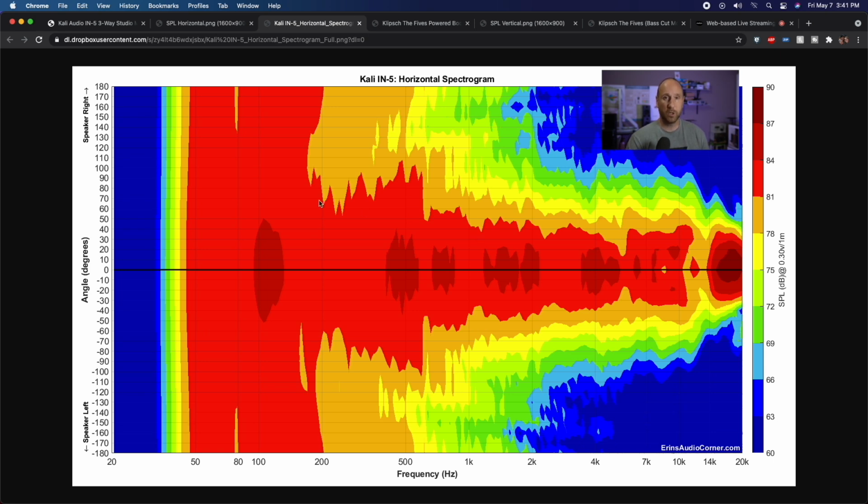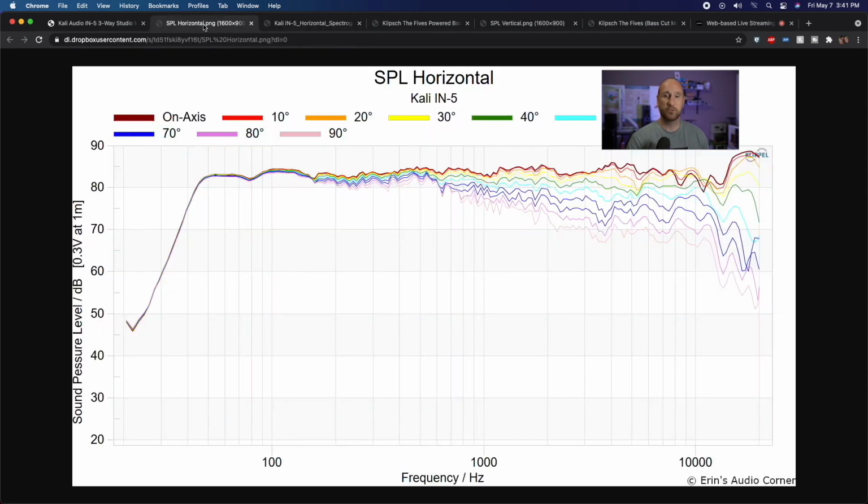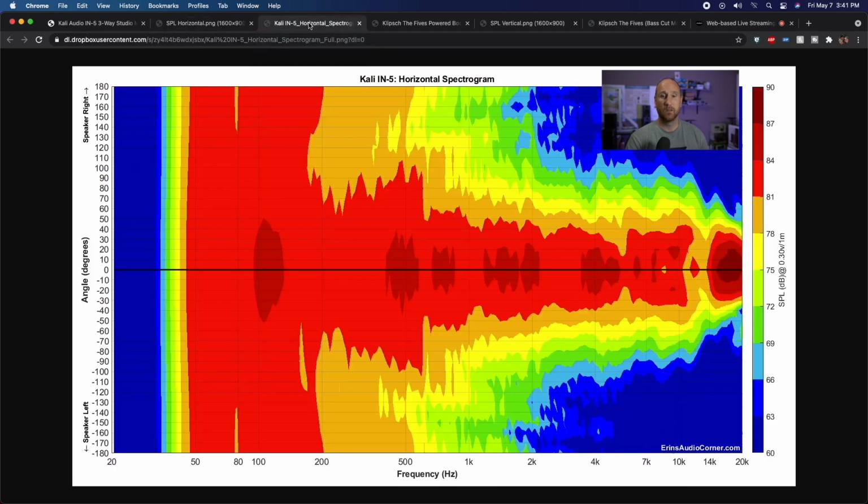Now, why do you need to know that? Well, it's kind of the same thing. It gives you an idea of what the speaker is doing in all axes. But remember how when I showed you this, I said I'm not providing you with 180 degrees worth of data because it would just be way too much to understand and to sort through? That's why we have this graphic.